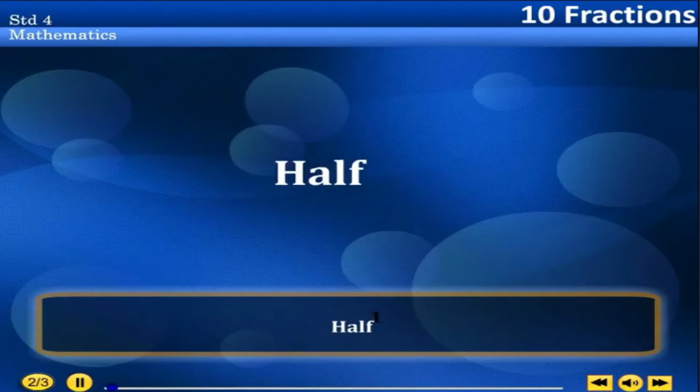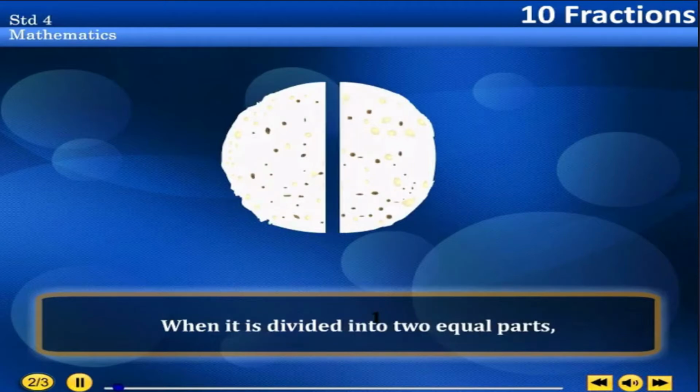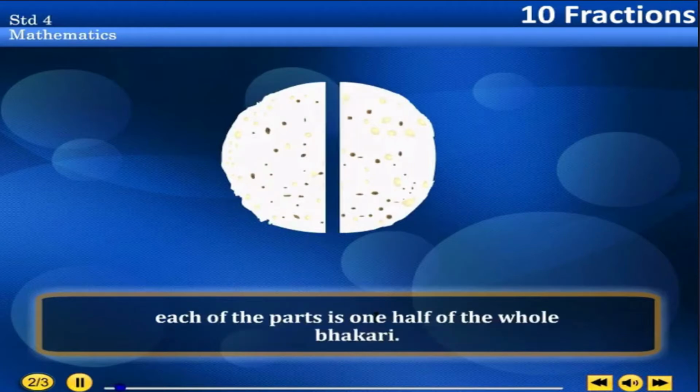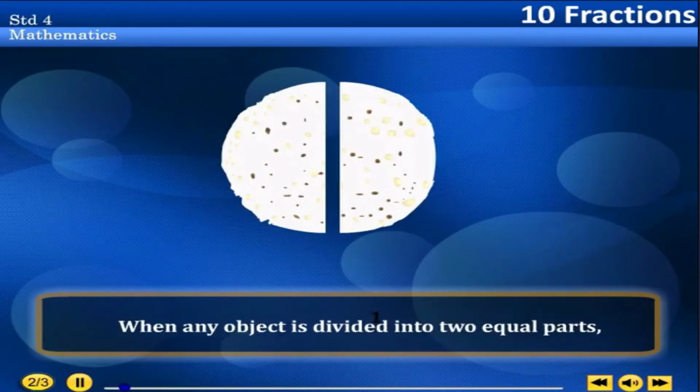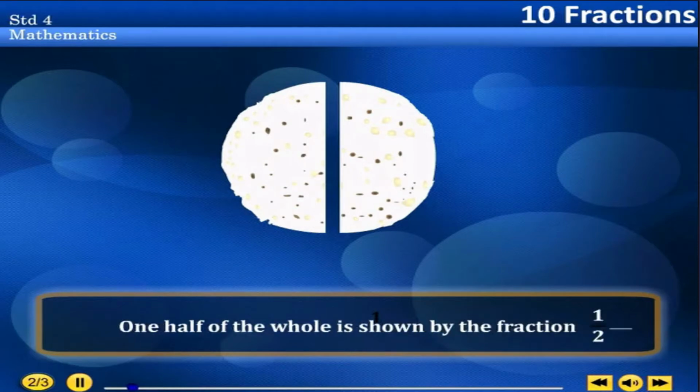Half. One bhakri has to be divided equally between two people. When it is divided into two equal parts, each of the parts is one half of the whole bhakri. When any object is divided into two equal parts, then each of the parts is one half of that object. One half of the whole is shown by the fraction 1 by 2.